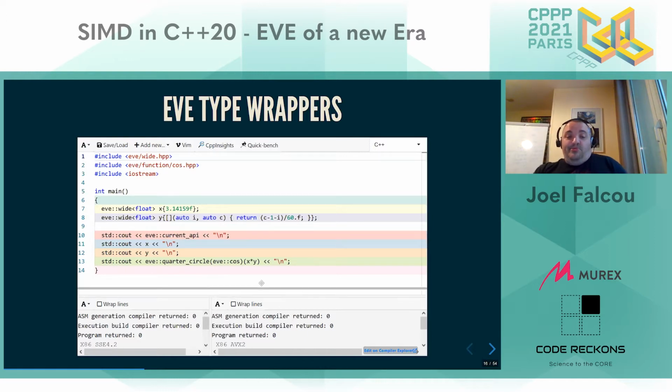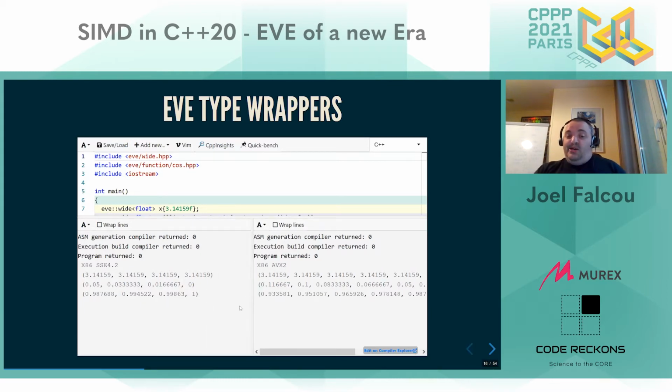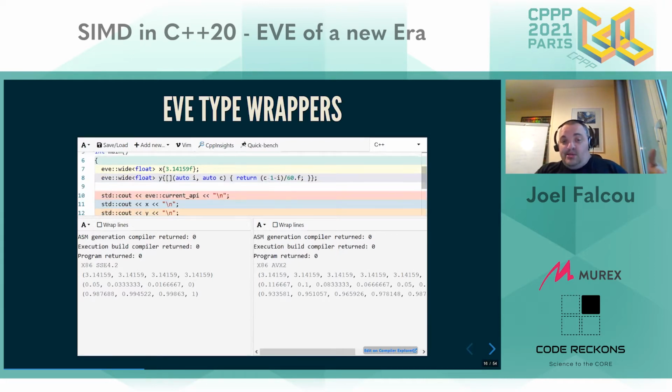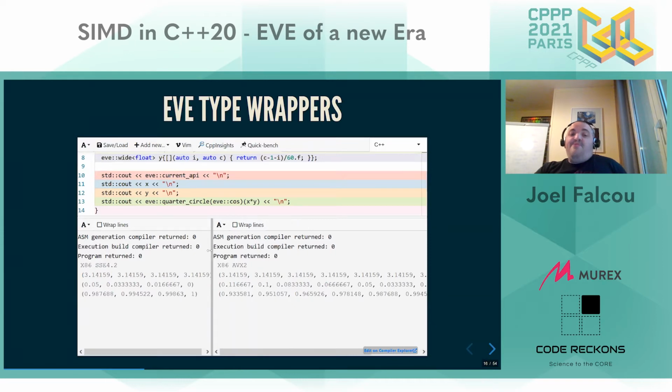And so what's going on when we do this? This is the SSE4 version, so we have 4 elements inside. x is full of pi, and y is basically something divided by 60. And so we got that. Then we do our x times y, and we do the cosinus of this, and we get this result. The other one is the AVX2 variant.